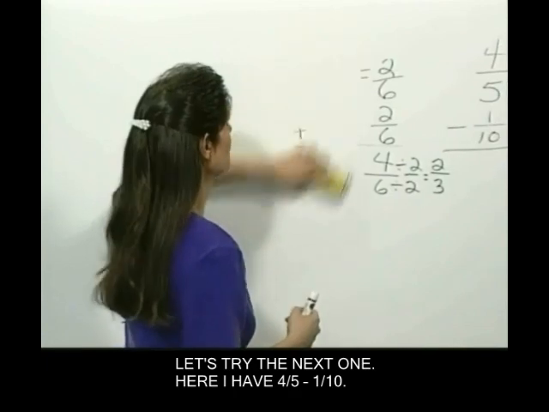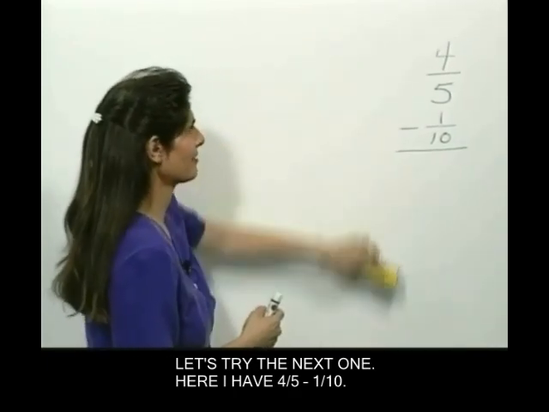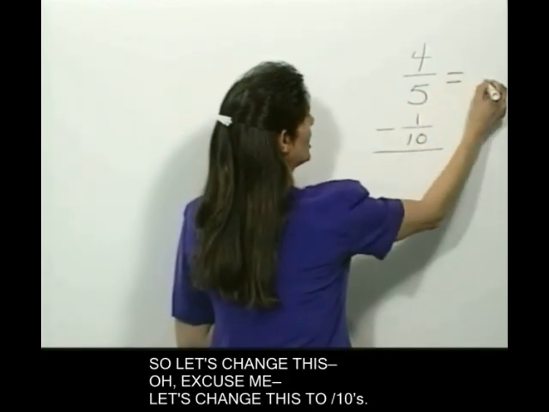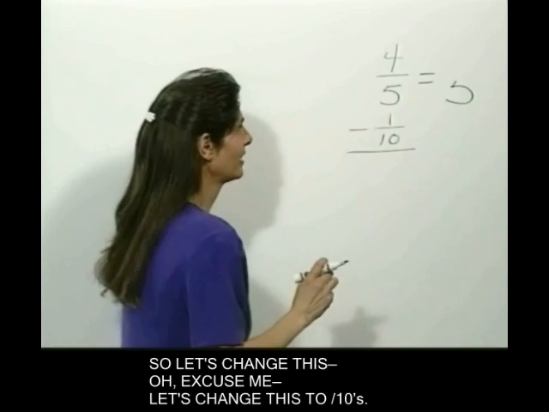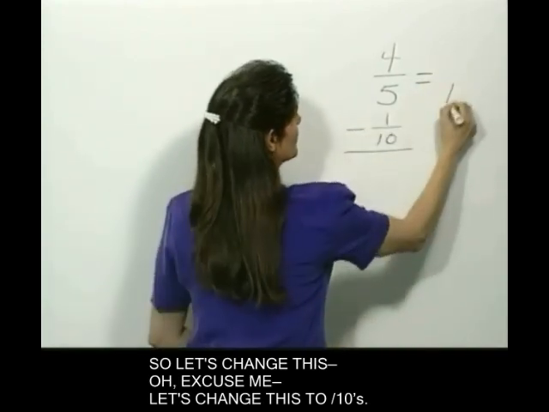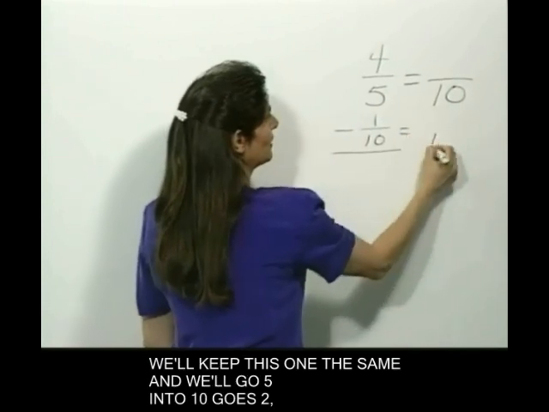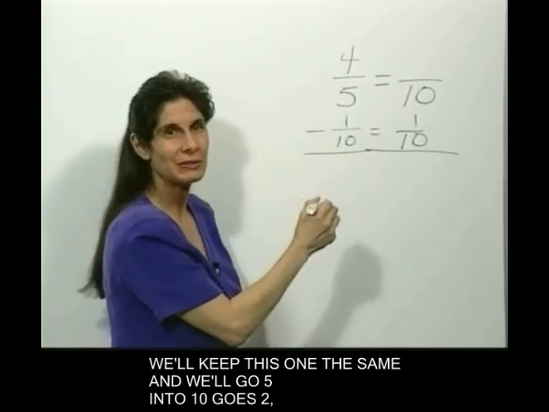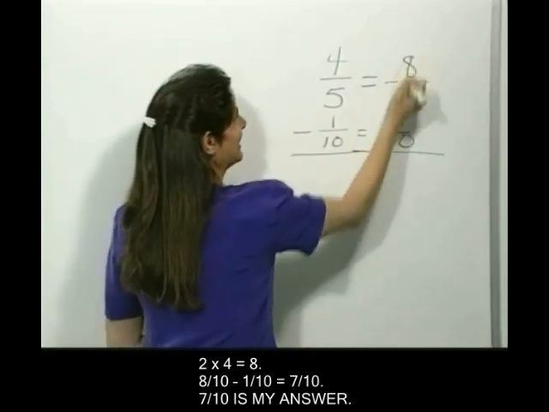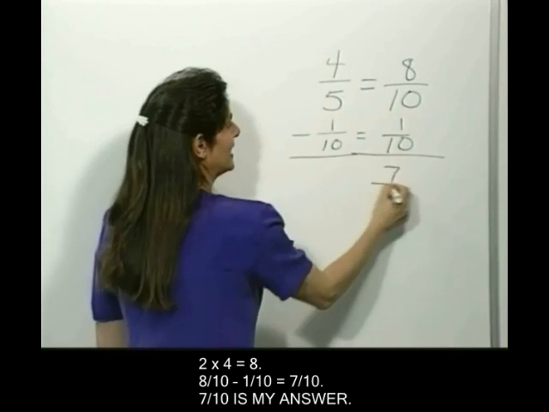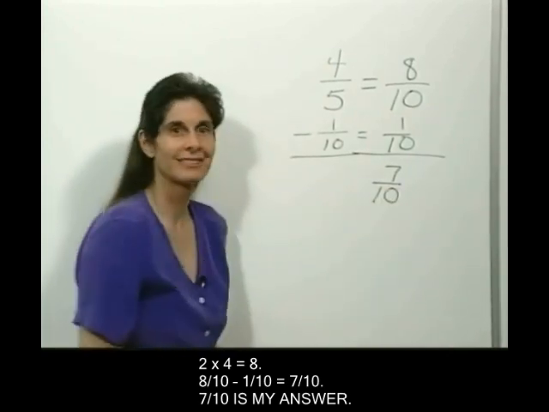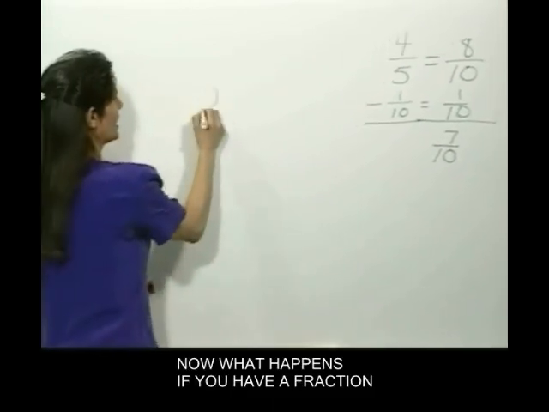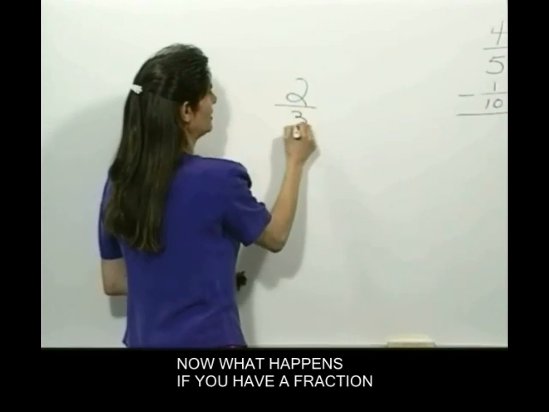Here I have 4/5 minus 1/10. Does 5 go into 10? Sure does. So let's change this to tenths. We'll keep this one the same, and we'll go 5 into 10 goes 2. 2 times 4 is 8. 8 minus 1 is 7/10. 7/10 is my answer.